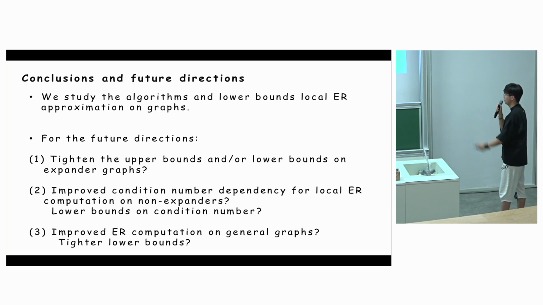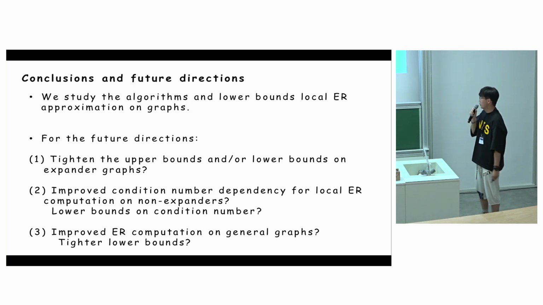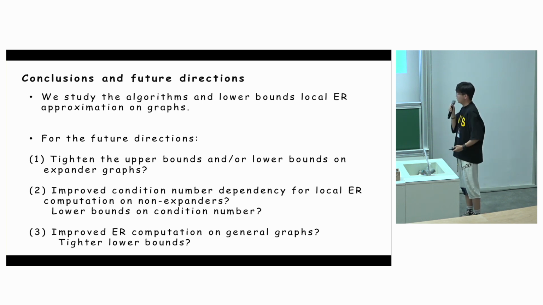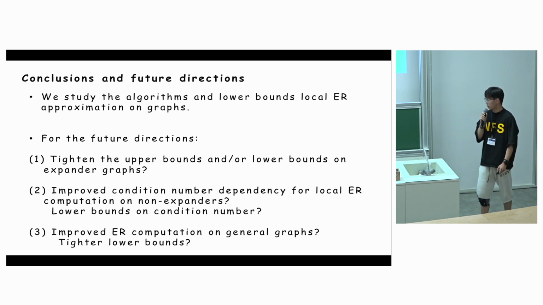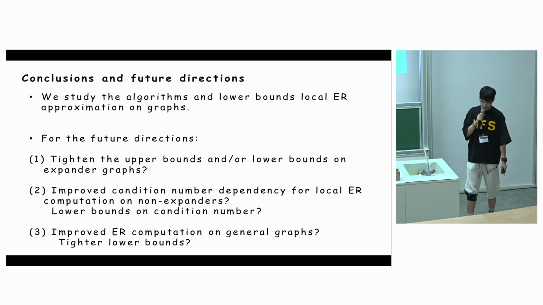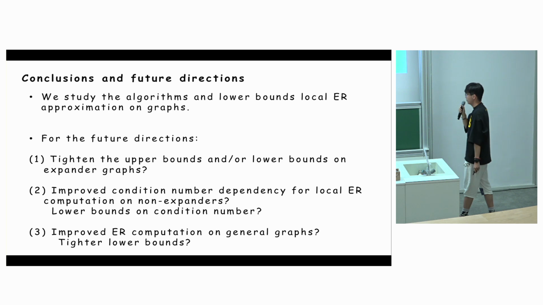Finally, the conclusions and the future directions. In this paper, we studied the algorithms and lower bounds for the local effective resistance computation. For the future directions, the first one is to tighten the upper bounds and lower bounds on the expander graphs. The second one is the improved condition number dependency for the local effective resistance computation on non-expander graphs. This is because all the proposed algorithms in this paper rely on the condition number, and the lower bounds on the condition number are also understudied. The third is to improve the effective resistance computation on general graphs and also study tighter lower bounds. Thank you.